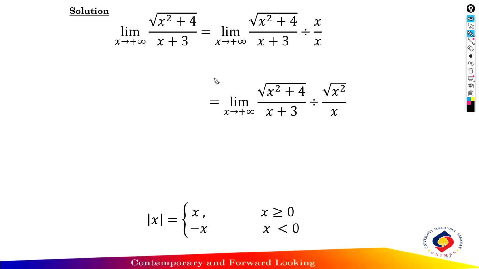Okay, question A. The limit as x approaches positive infinity of √(x² + 4) over (x + 3). So the first step here is to find the highest degree of the denominator, HPD. The highest degree of the denominator here equals x. So first step, divide both numerator and denominator by x: √(x² + 4) divided by x, and then (x + 3) divided by x.